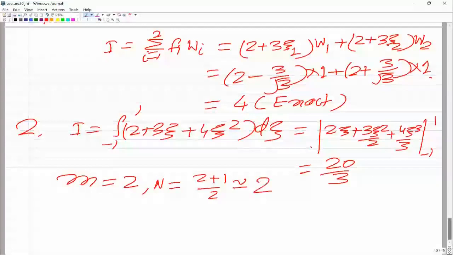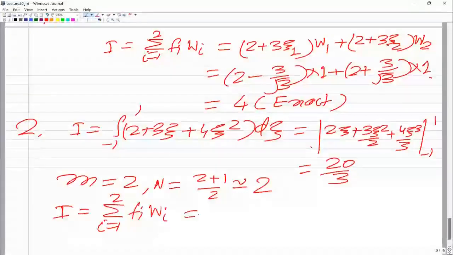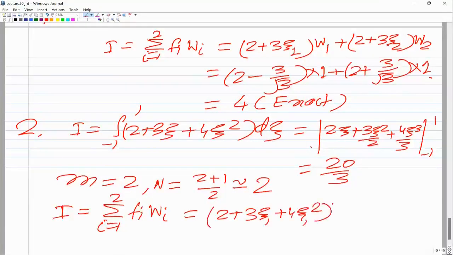So now if the minimum points needed are 2, we need to write this I as summation i going from 1 to 2 of fi into wi. So now f is nothing but 2 plus 3 xi1 plus 4 xi1 square into w1, plus 2 plus 3 xi2 plus 4 xi2 square into w2.